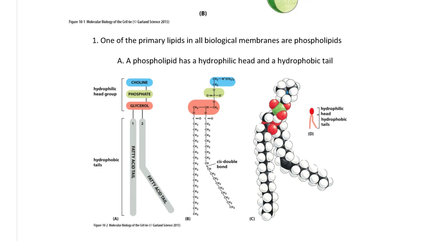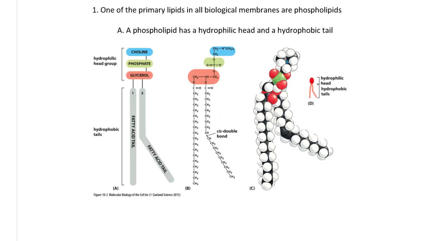One of the primary lipids in all biological membranes are phospholipids. A phospholipid has a hydrophilic head and a hydrophobic tail. And here is phosphatidylcholine, one type of phospholipid. And you can see here that you have the fatty acid tails right here, 2 of them. You have a glycerol right here, a phosphate that is going to be negatively charged right here, and then you're going to have a different type of head group depending on the type of phospholipid you're dealing with. So in this case, for phosphatidylcholine, you have a choline group.